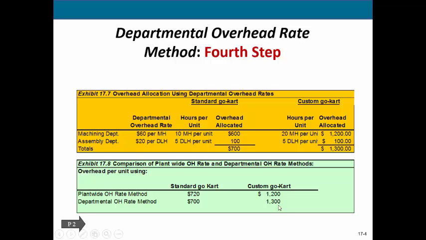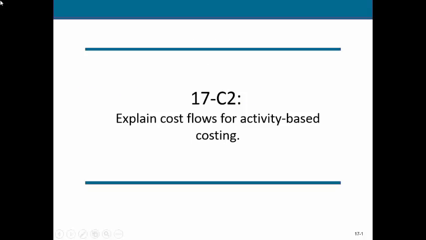And that's just because when we begin to divide things into different departments and looking at what are the true drivers for these things, we get a better understanding of which product is actually using more of our various activities. And when we split things into departments, it looks like the custom go-kart is really using more of the resources that drive our overhead, and that's why they end up having a little bit more overhead based on the departmental overhead rate. We're now going to move into activity-based costing.